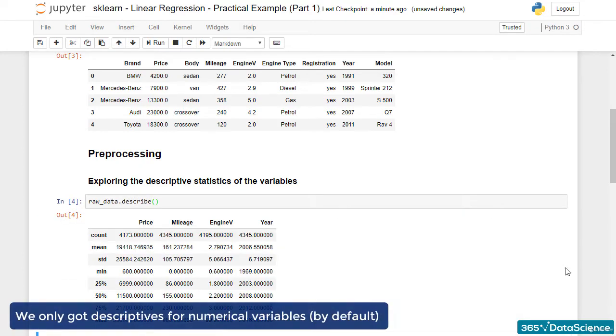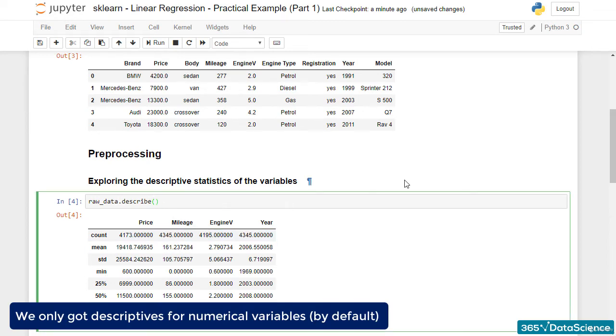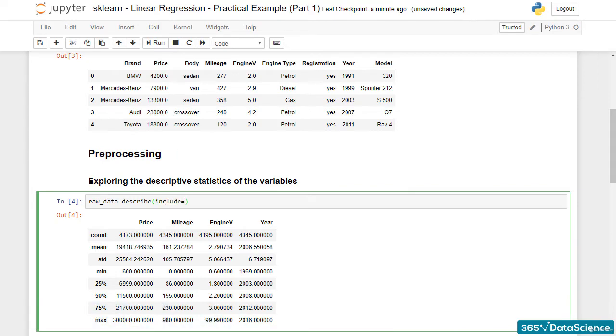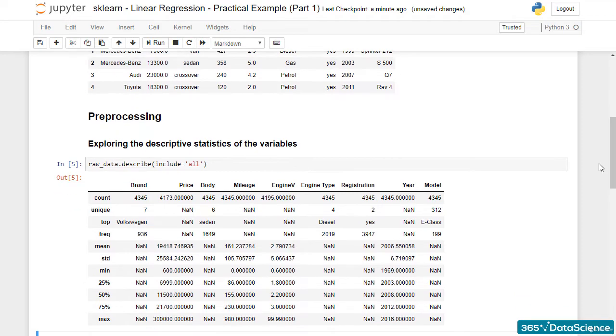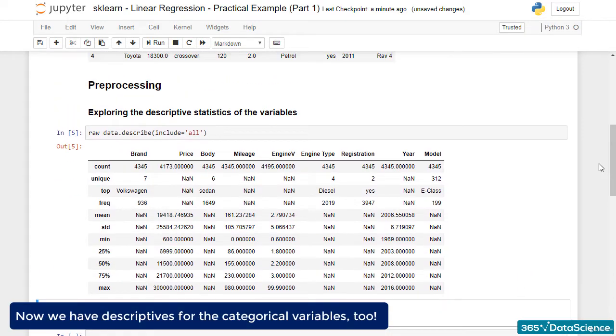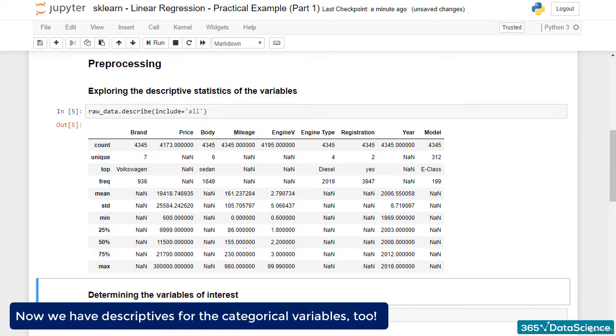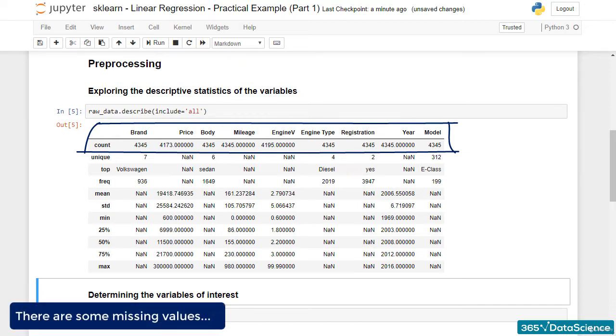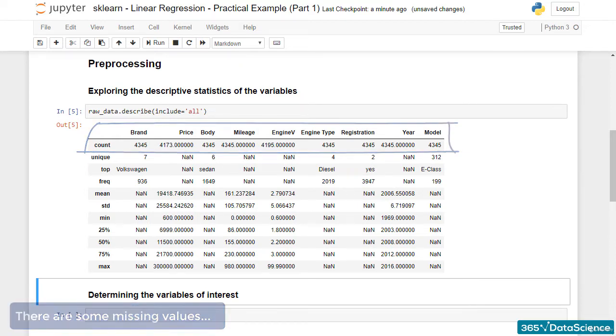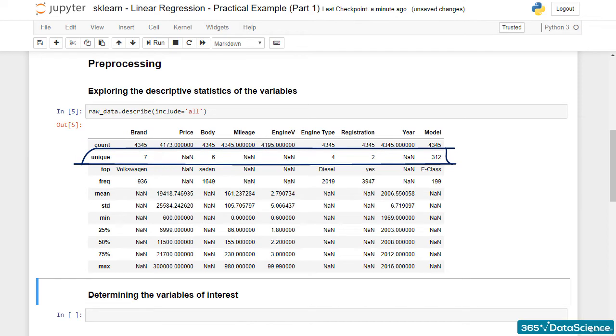Notice that we only got descriptives for numerical variables. That's what we obtain by default. I'll adjust that with the argument include equals all. That's more like it. Now we have descriptives for the categorical variables too. Great! First thing we notice is that each variable has a different number of observations, which implies there are some missing values. Next, we can see unique entries for categorical variables.